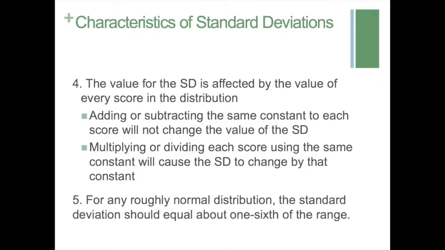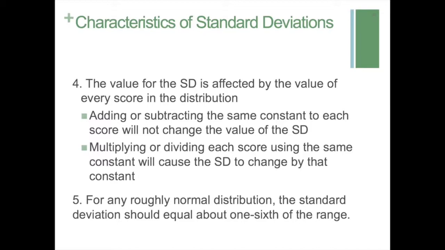And continuing, the value for the standard deviation is affected by the value of every score in the distribution. So in our previous lecture, we talked about how adding outlier values would shift the mean. The same sort of thing would happen to the standard deviation because it's calculated using every single score within a data set. So adding or subtracting a constant to a score isn't going to change the value of the standard deviation, just like it wouldn't for the mean.